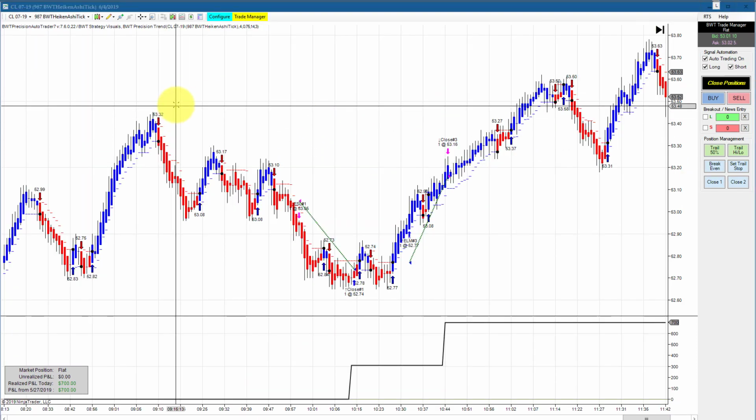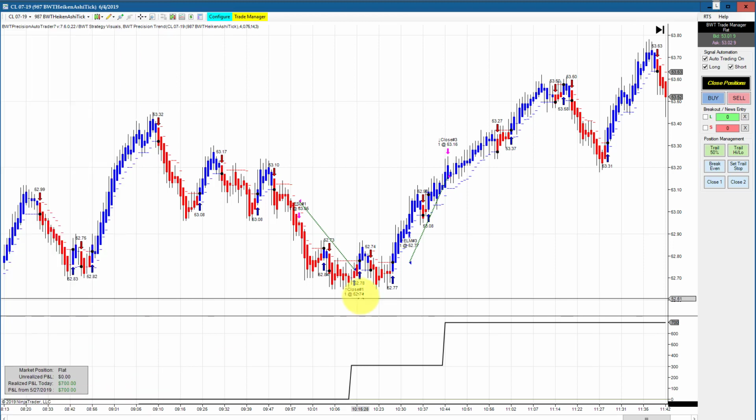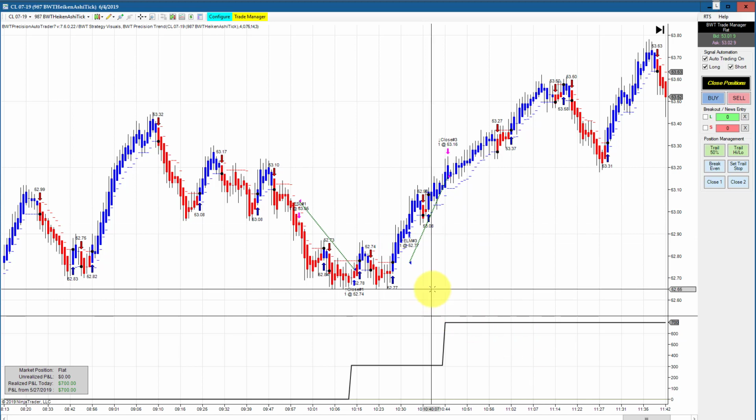Okay, the crude on a 987 Heikin-Ashi tick chart had 2 trades back-to-back, no negative drawdown, and the goal on this I set back to 450, so this had pretty strong positive slippage on this burst of action here.